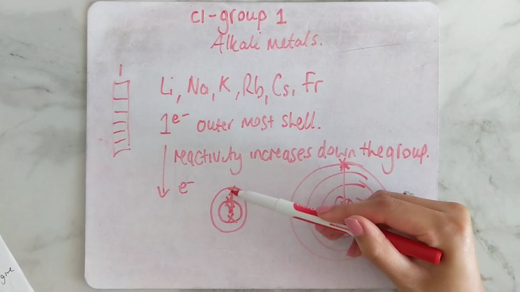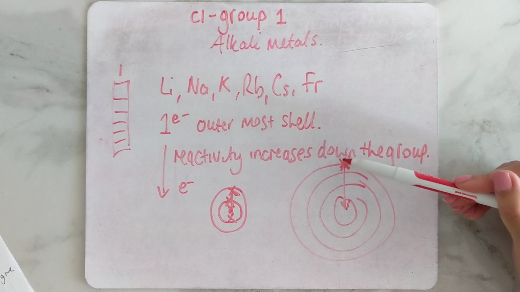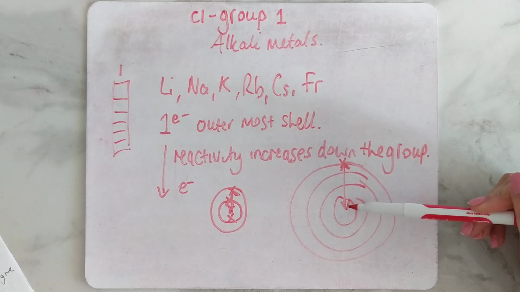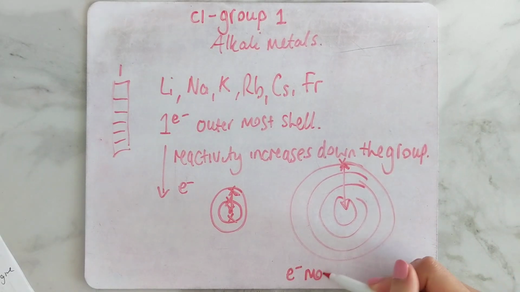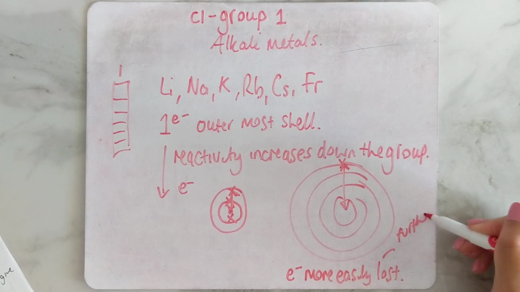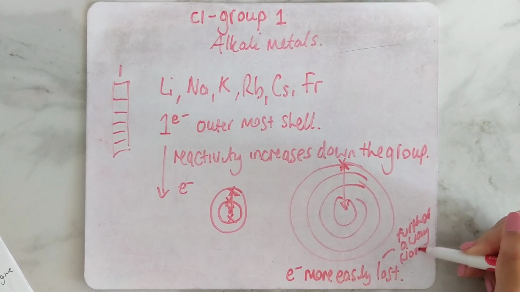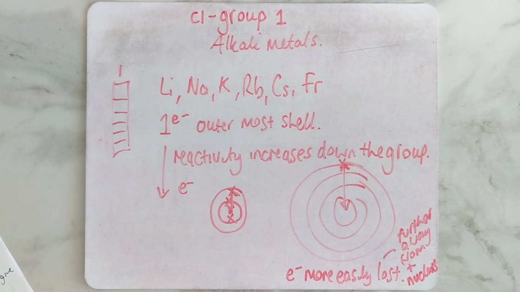This positive nucleus is attracted to the negative electron more strongly because it's closer, whereas here, because the outer electron is further away from the attraction of the positive nucleus, it can be more easily lost. So electron more easily lost, further away from the positive nucleus. It's really important that you know that reasoning. The outer electron is more easily lost as the attraction between the nucleus and the electron decreases because the atom gets larger and the electron is further away.